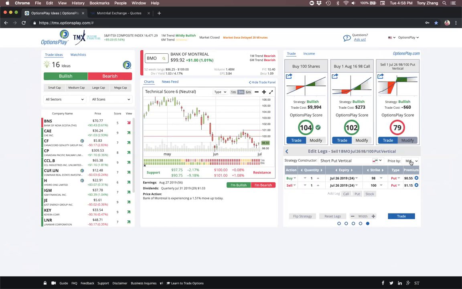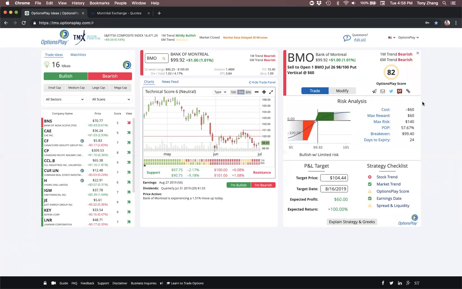So what we get here is a $2 vertical spread that I'm collecting a 60-cent credit on, which is roughly a third of the distance between the two strikes. One third would be exactly $66, so I'm getting $60 here.